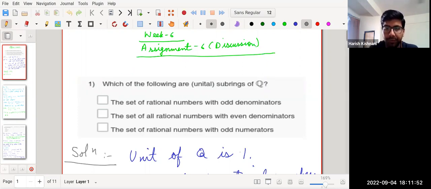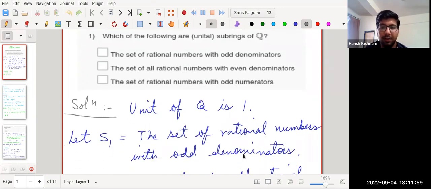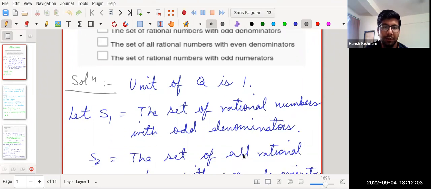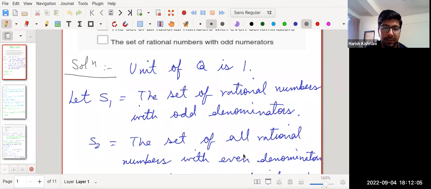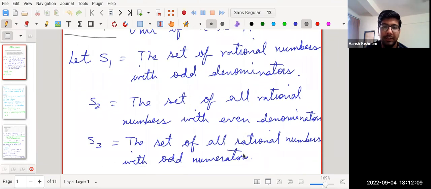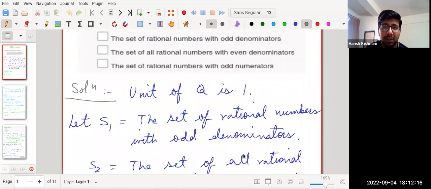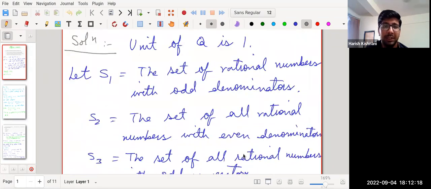So let's name these sets. Let S1 be the set of all rational numbers with odd denominators, S2 be the set of all rational numbers with even denominators, and S3 be the set of all rational numbers with odd numerators. So these are three options. I have just named them S1, S2, S3, nothing much.